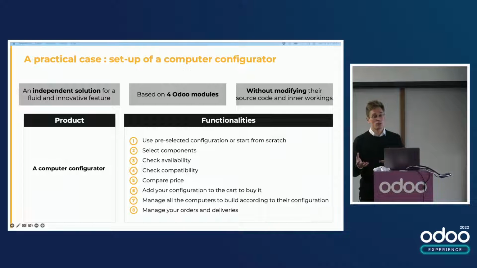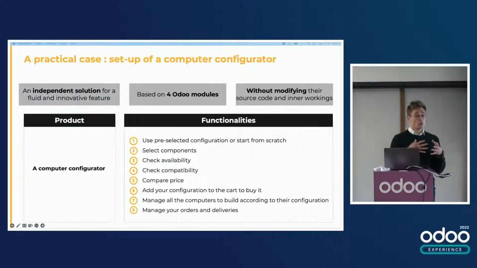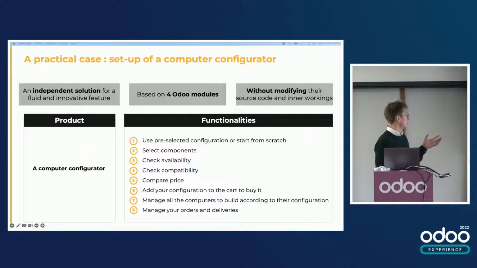As a client of this shop, you had two solutions. Either you buy computers that were already built, and you buy them as they are, or the client wanted also to offer the possibility to its clients to build their own computer from scratch. What we have developed for him is an independent solution for a fluid and innovative feature. As you will see just after, it's based on four Odoo modules, and we didn't want to modify either the source code or the inner workings of those workflows.